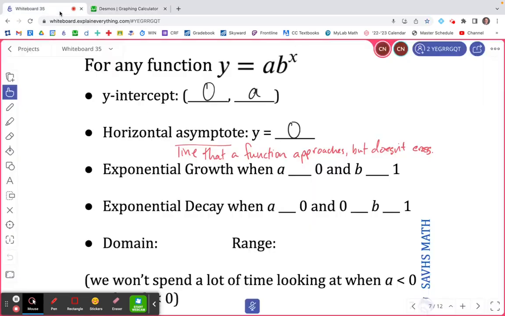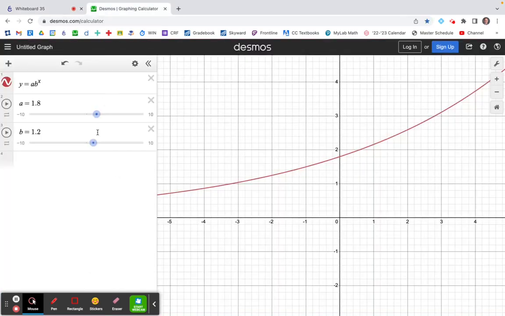So I'm going to summarize that. Exponential growth happens when A is greater than 0 and B is greater than 1. Exponential decay happens when A is greater than 0 and B is between 0 and 1. Okay, great. Now we need to think a little bit about the domain and range.